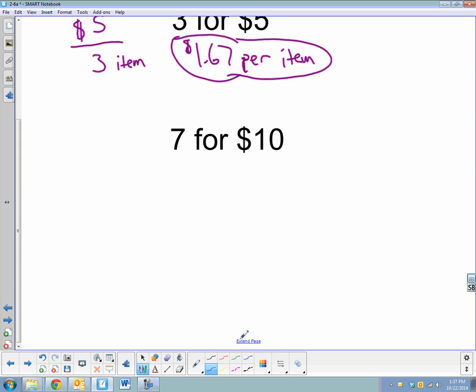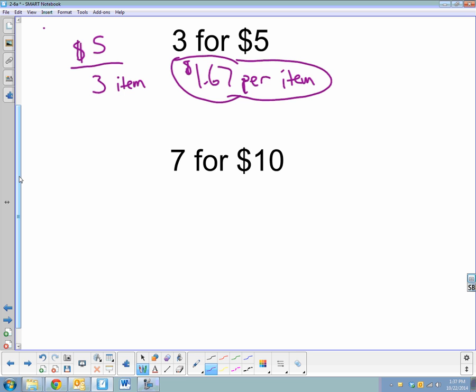So 7 for $10. Again, I don't want to know how many of the item I can get per dollar. I want to know how much it is per item. So I've got $10 for 7 of them. We'll go with bananas. 7, that's a lot of money for a banana, but 7 bananas for $10. Must be some really good bananas. So $10 for 7 of these. I'm going to divide. So 10 divided by 7. I'm going to use my calculator here because I'm not going to do that one in my head.